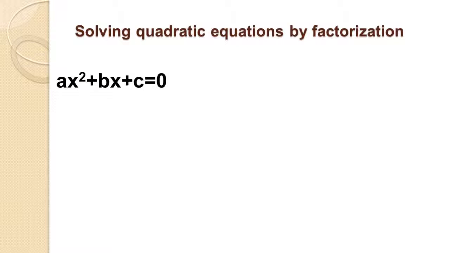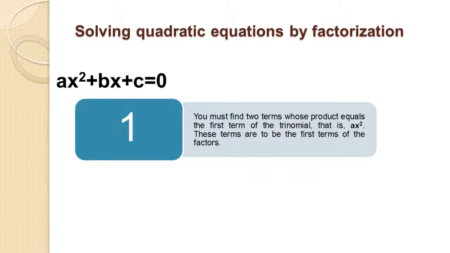of the form a times the square of x plus b times x plus c. In order to factor a trinomial like this, you must perform two steps. The first step is that you must find two terms whose product equals the first term of the trinomial, that is a times the square of x. These terms are to be the first terms of the factors.